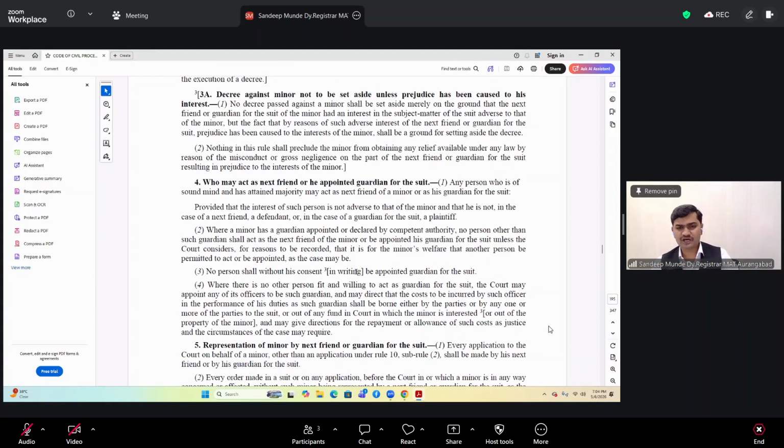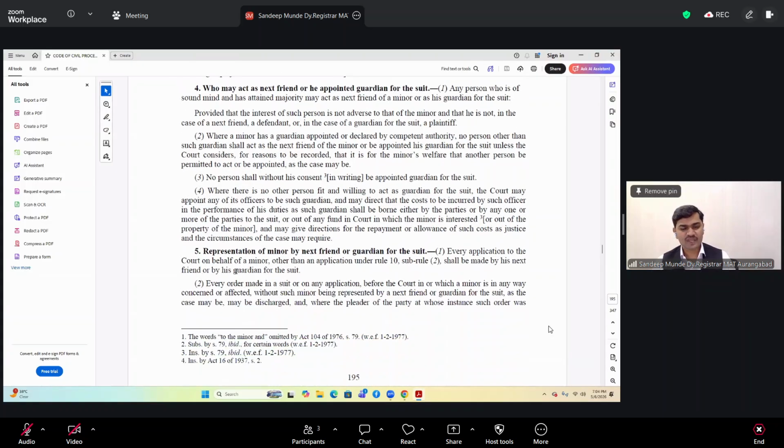No person shall be appointed as guardian without his consent in writing. Without taking the consent of the person, no one can be appointed as a guardian to the minor. Where there is no other person fit and willing to act as a guardian for the suit, the court may appoint one of its officers to act as a guardian.